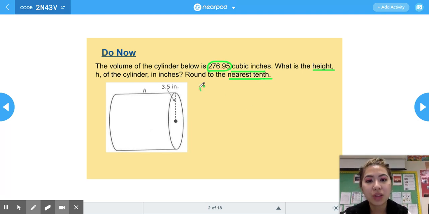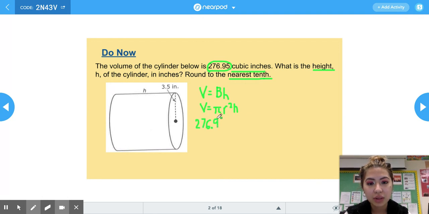So our volume formula for a cylinder is V is equal to base area times height. Our base shape is this circle, and the area formula for a circle is pi radius squared. So now we have V is equal to pi radius squared times height. Now we can plug in what our volume is.